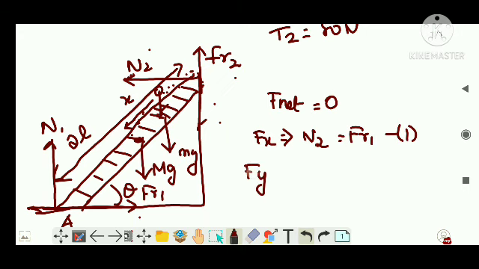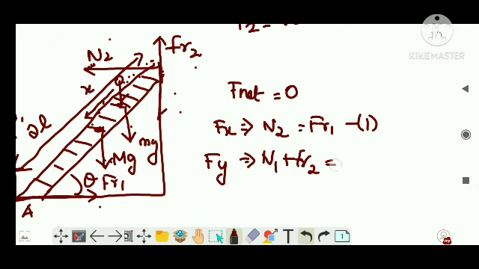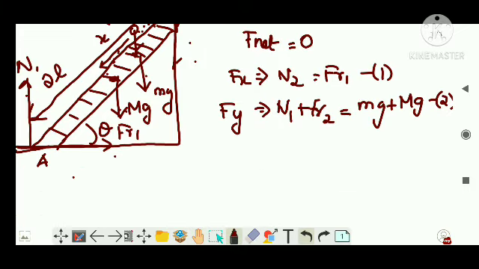Similarly, in the case of Fy, that is force in the y direction, what and all are the y direction forces? This mg and this Mg is there, and there is an N1 in this direction, and there is an Fr2. So I can write N1 plus Fr2, that is upward forces, is equal to downward forces, is equal to small mg plus capital Mg. You got an expression here, right? Don't mug up the equation, guys. Understand the logic. Similarly, you can write net torque is equal to 0 in the static equilibrium, right?